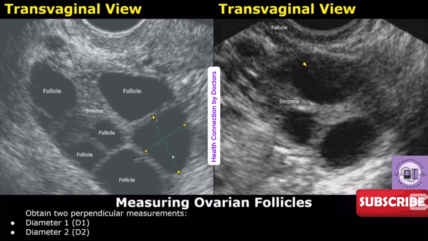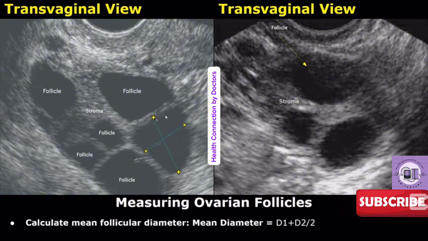Now we obtain two measurements at right angles to each other. The first measurement is diameter 1 or D1, which is the maximum diameter of the follicle. The second measurement is diameter 2 or D2, taken perpendicular to D1. These two measurements account for the fact that follicles are often oval rather than perfectly round. Both measurements must be taken on the same frozen image where the follicle appears maximal.